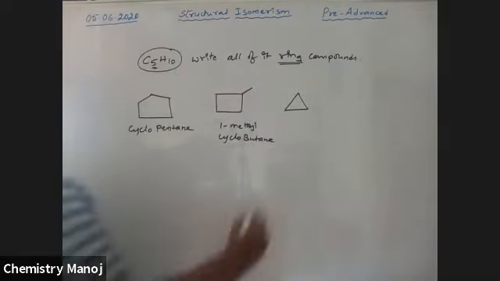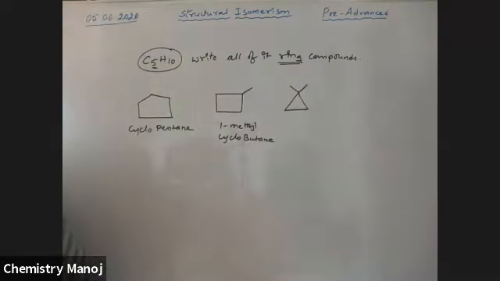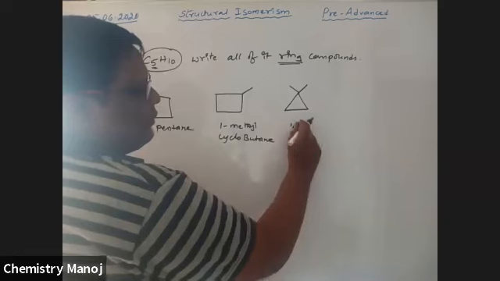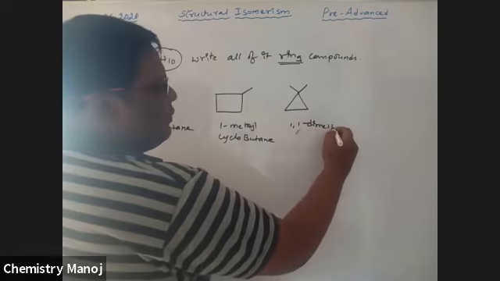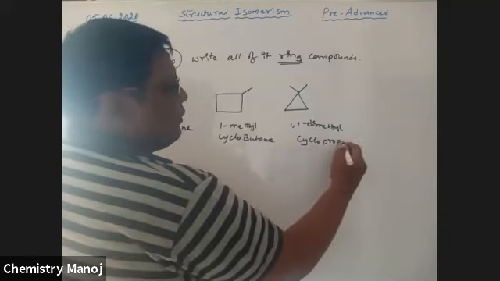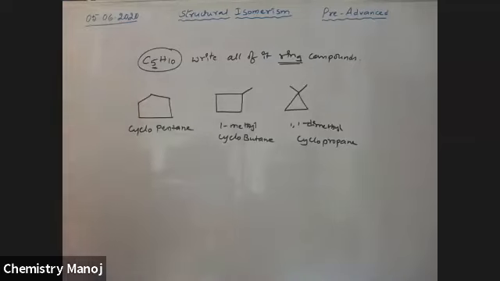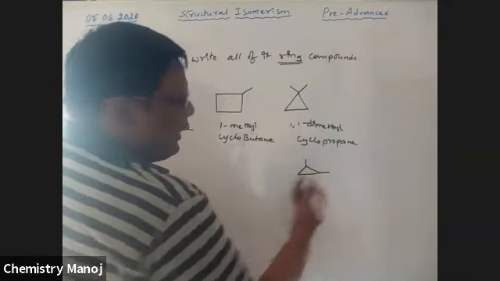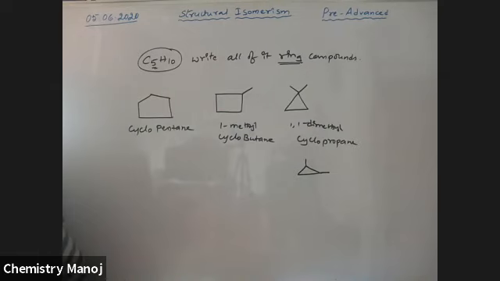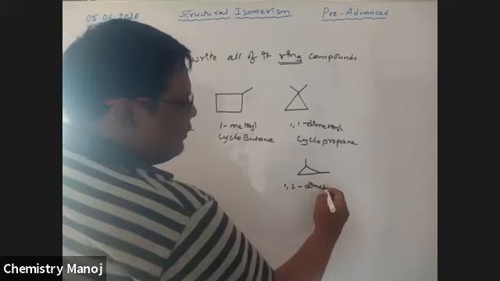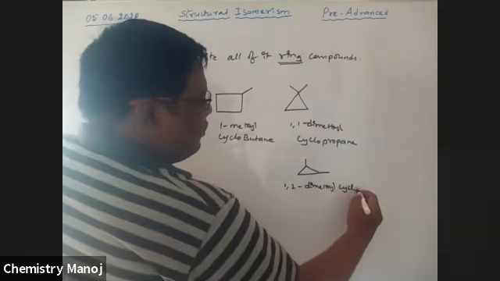Next, a 3 carbon chain. So 2 carbons like this. Therefore, it is a propyl ring with 2 methyls. That is 1,1 dimethyl cyclopropane. Now, this one also I am writing like this. Here and here, 2 alkyl groups. So it is 1,2 dimethyl cyclopropane.